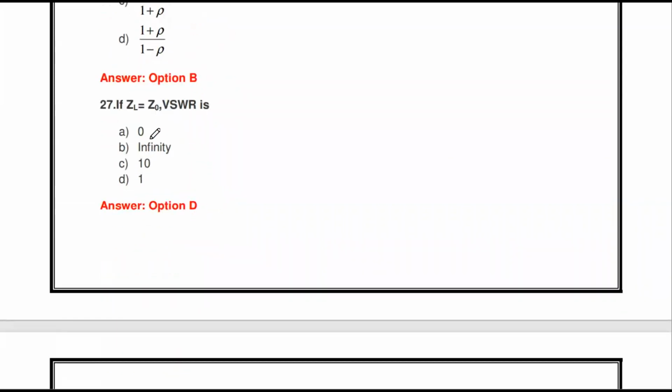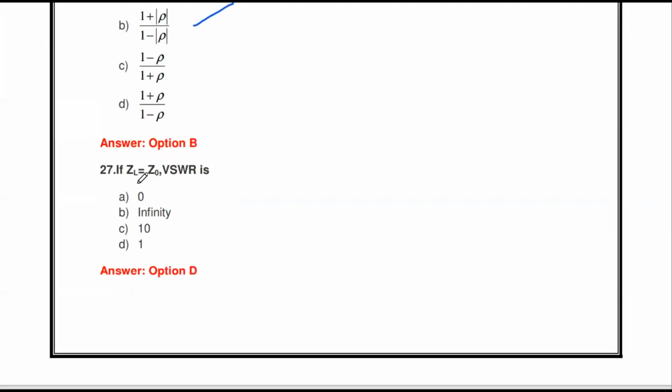Okay, then the next one, if ZL is equal to Z naught, the VSWR is dash. ZL means load impedance, Z naught is the characteristic impedance. If in one transmission line the characteristic impedance and the load impedance are equal, what is the VSWR? If the line is in matched condition, there is no reflection. So if ZL is equal to Z naught, the rho value is 0. So the reflection coefficient is 0, which means the VSWR is 1.